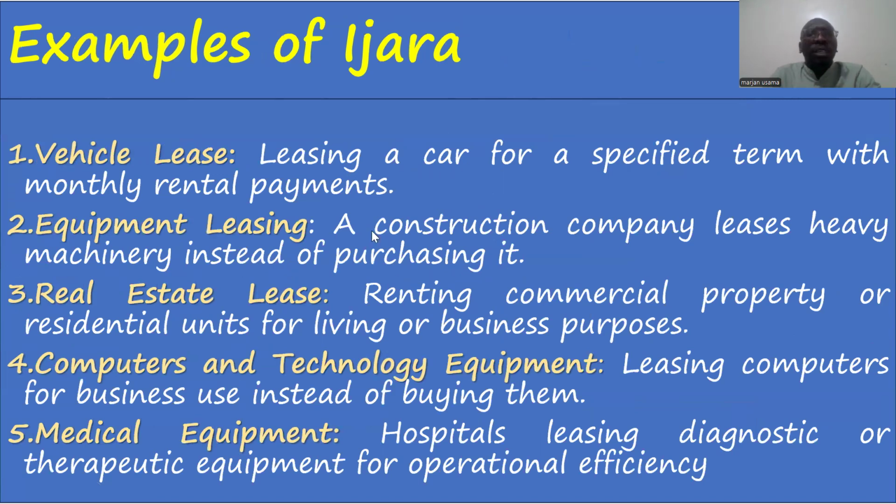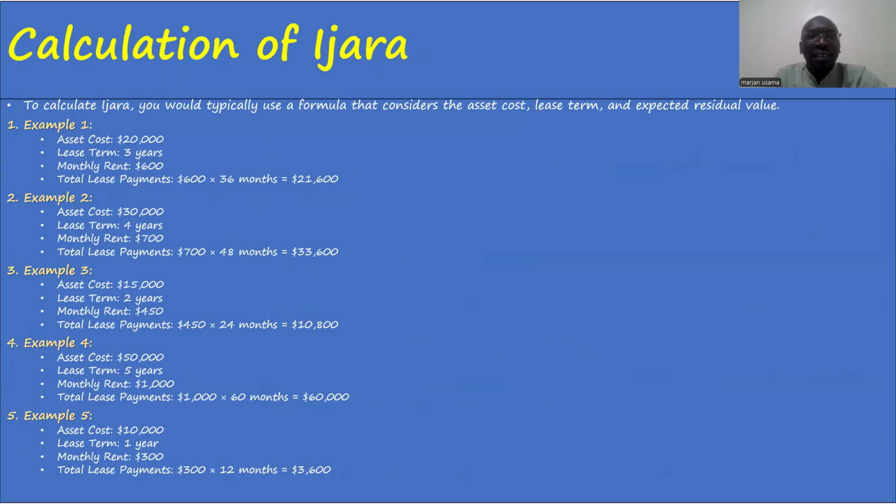And examples of ijara, maybe you can have vehicle lease. I have a car and I'm leasing the car to somebody. Hey, this is my car. Somebody is renting my car maybe for 2 months, 1 month, some few weeks. Equipment leasing. A construction company leases heavy machines. There is a company that is building houses, so what it does, it leases the machine. Then real estate lease, renting commercial property, computer and technology. So the bottom line, you can lease and rent many items.